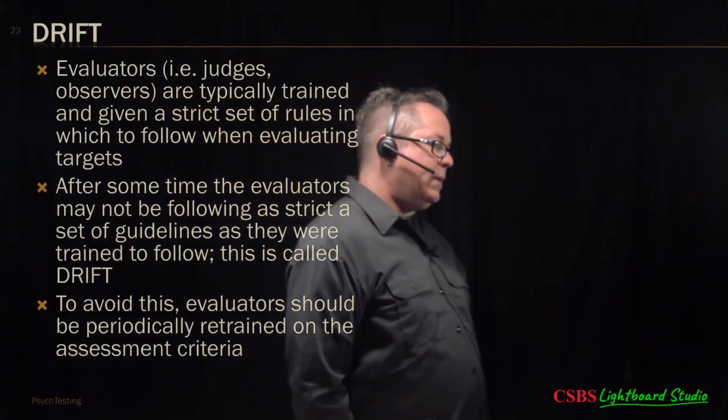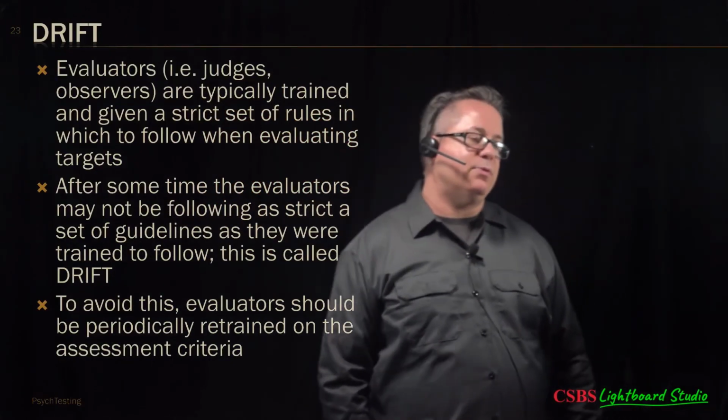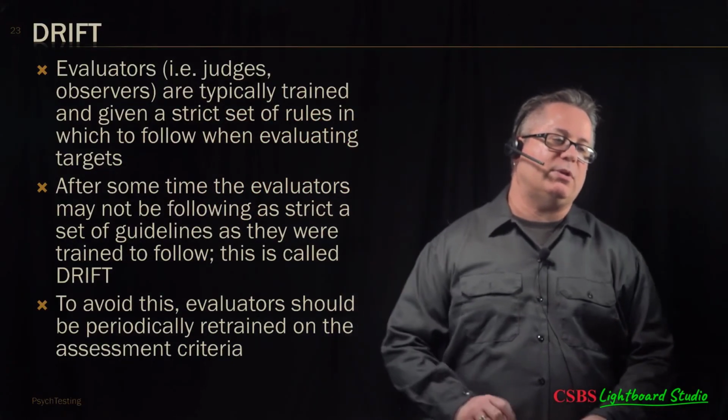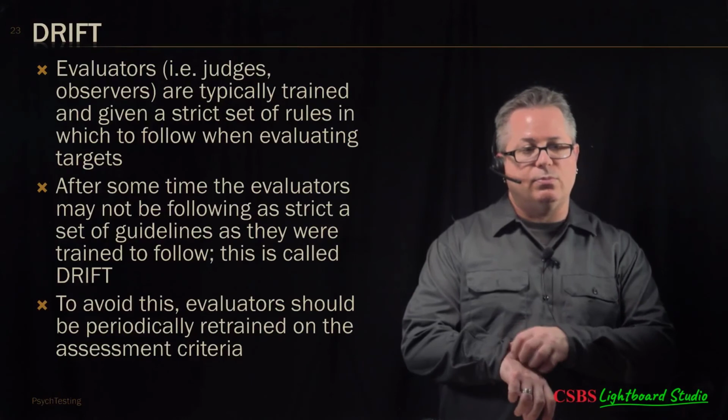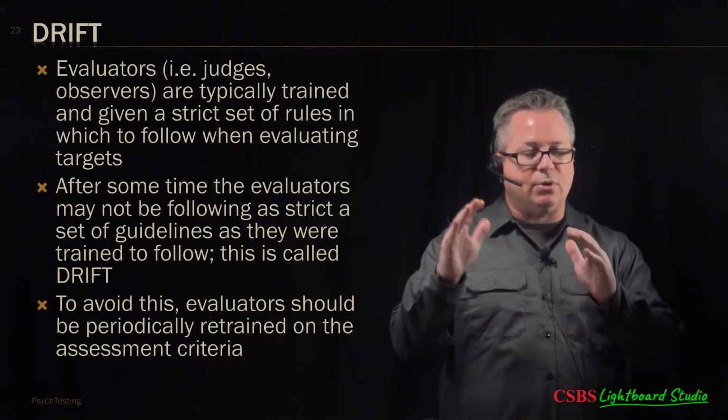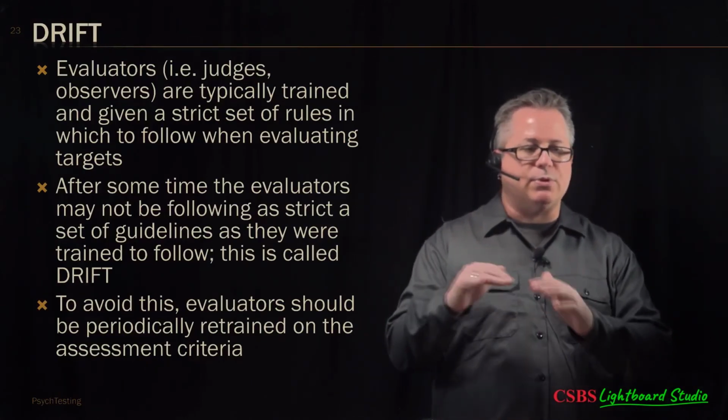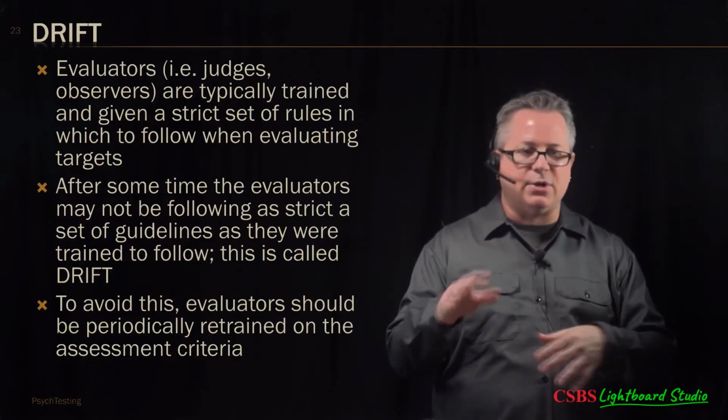So drift is when evaluators, judges, and observers are typically trained and given a strict set of rules. There's a rubric of some sort. You're going to look for these kinds of behaviors. Here's what we're assessing. Here's how you're going to mark this down. Here's how to do it.